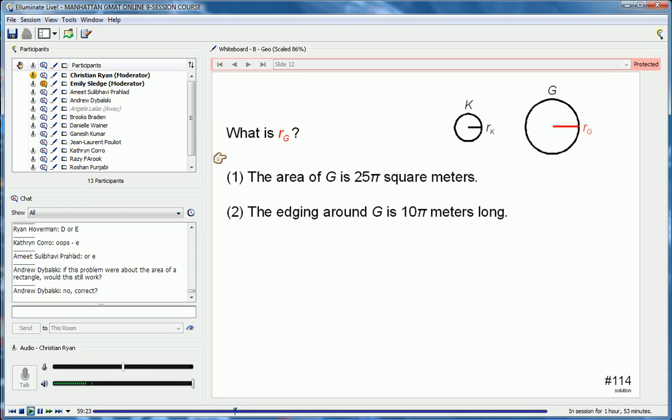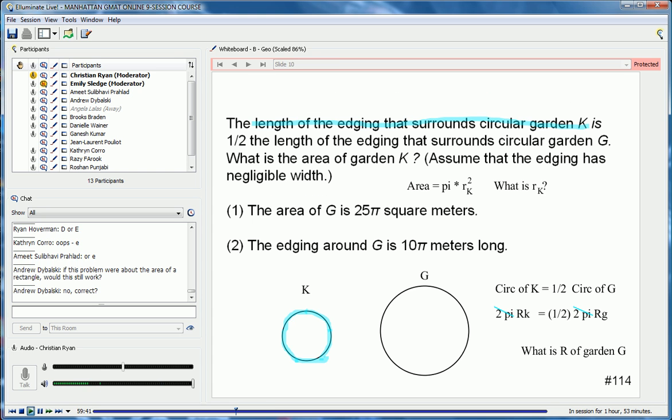We'll go to coordinate plane now. Let me see, Andrew, if this problem were about the area of a rectangle, it would not work. Why would it not work? Any thoughts on that? Why wouldn't that work if it were about the areas of rectangles? Say the length of the edging that surrounds a rectangular garden K is half the length of the edging that surrounds rectangular garden G. Any thoughts on that?